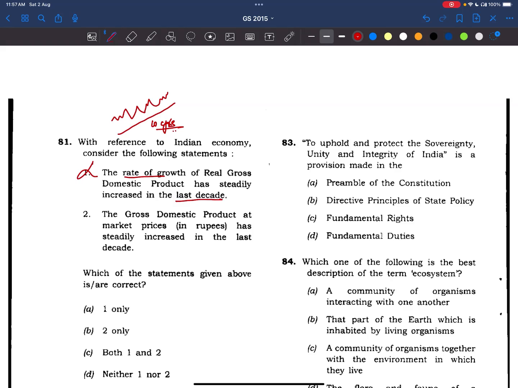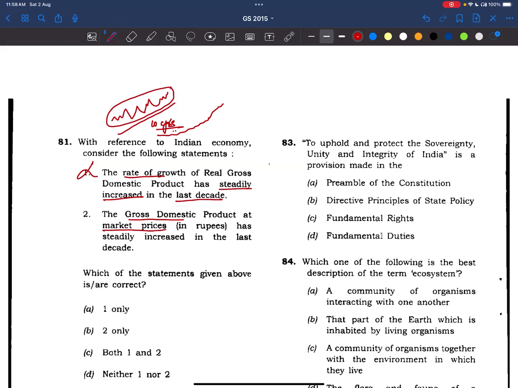Usually, when we look at elimination techniques, most people say that whenever you come across words like steadily increasing, it creates a sense of absoluteness, an extreme word. So mostly they will ask us to consider these statements to be wrong. Now, coming to the second statement: the gross domestic product at market prices has steadily increased in the last decade. See here, the first was the rate of growth. But here, the GDP at market prices is increasing. Just the growth is increasing.